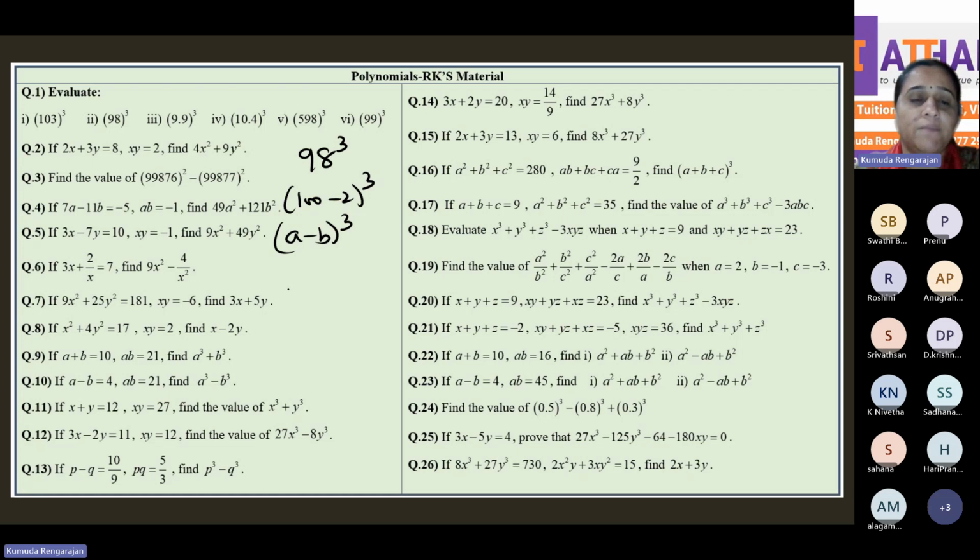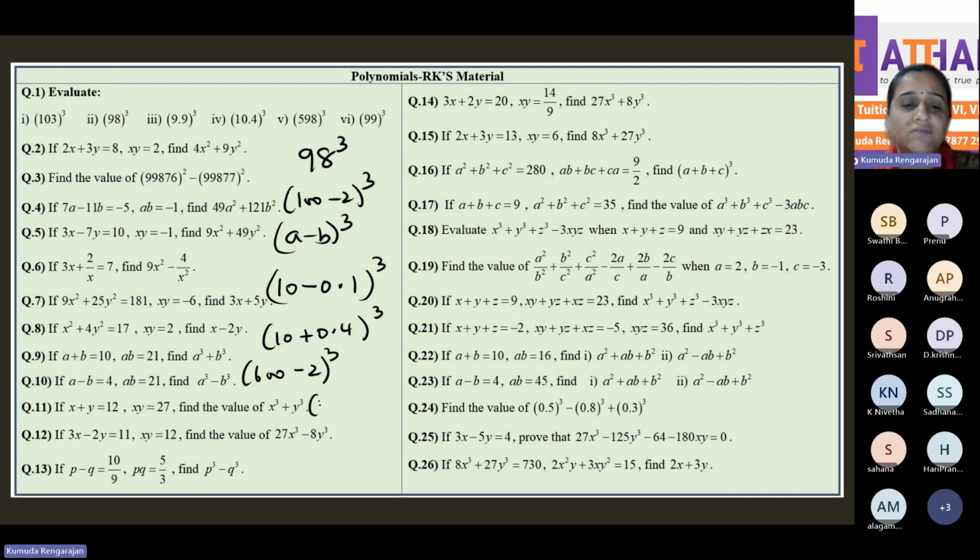So in the same way, 9.9 should be written as 10 minus 0.1, the whole cube. 10.4 should be written as 10 plus 0.4, the whole cube. 598 should be written as 600 minus 2, the whole cubed. And 99 should be written as 100 minus 1, the whole cubed. So all these must be evaluated using the identity a plus b, the whole cubed, or a minus b, the whole cubed.